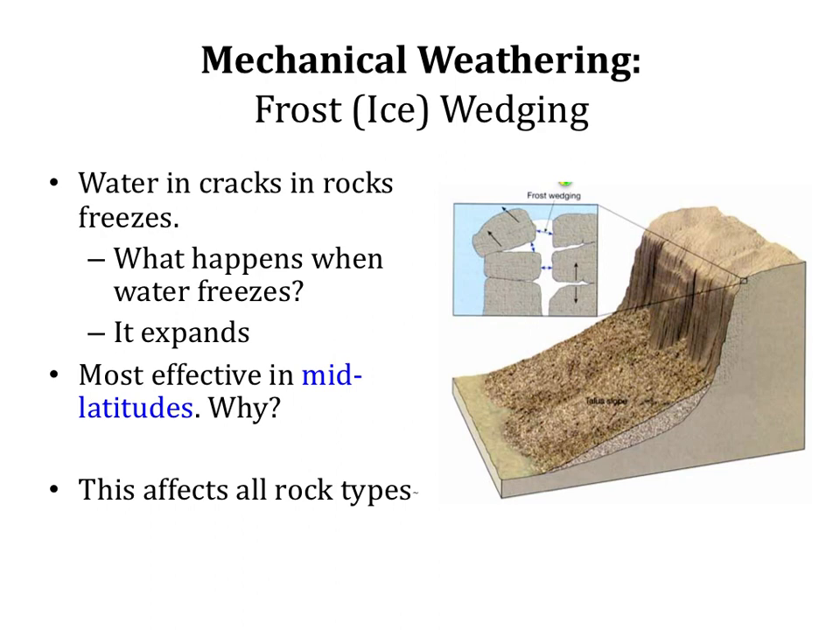So mechanical weathering, again, is when only the physical aspect of the rock is changed. So the rock is broken down into smaller pieces, but there aren't any chemical changes to the minerals. So the first type is called frost or ice wedging.